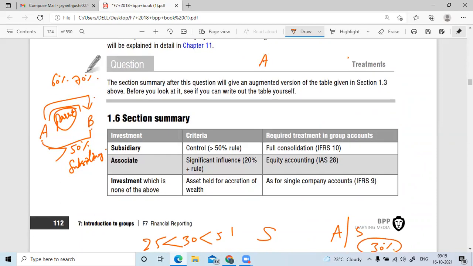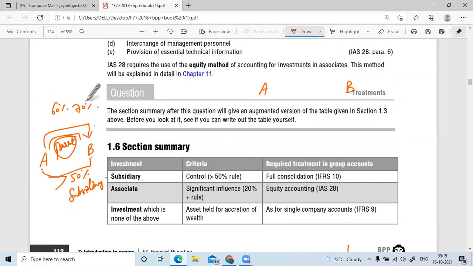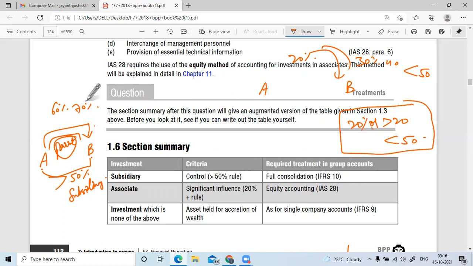Now A company and B company. A company has 20% holdings in B company. How much? 20, or 30, or 40, but less than 50. That means, can I say 20 or more than 20, but less than 50? Can I say this point? Yes, sir.